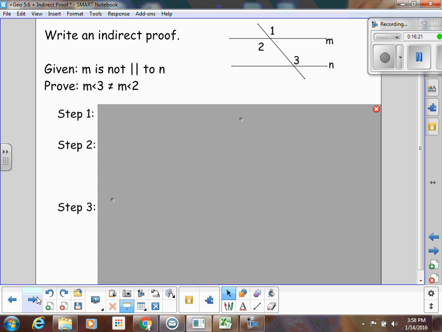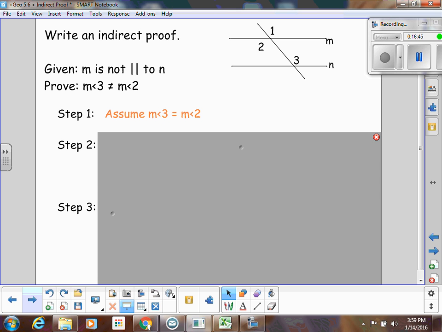It says given M is not parallel to N, and we're trying to prove that the measure of angle 3 is not equal to the measure of angle 2. This is a great proof for indirect. You see how your proof statement has an equal sign with a slash through it. So step one, we're going to assume the opposite of our proof. Assume that the measure of angle 3 is equal to the measure of angle 2. If that is the case, what kinds of angles are angle 3 and angle 2? Yeah, they're alternate interior angles. What do we know about alternate interior angles? If alternate interior angles are congruent, then these lines have to be parallel, right? That's the alternate interior angles converse theorem.